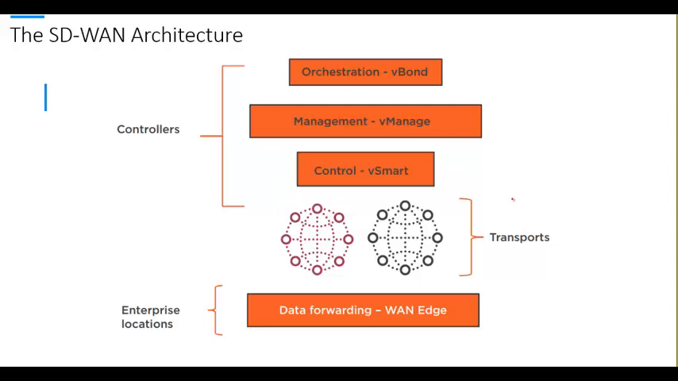Now this shows you the complete picture of the components of SD-WAN, the building blocks of SD-WAN. We've got three controllers: vBond, vManage, and vSmart. vBond is an orchestrator. Why do we call it an orchestrator?